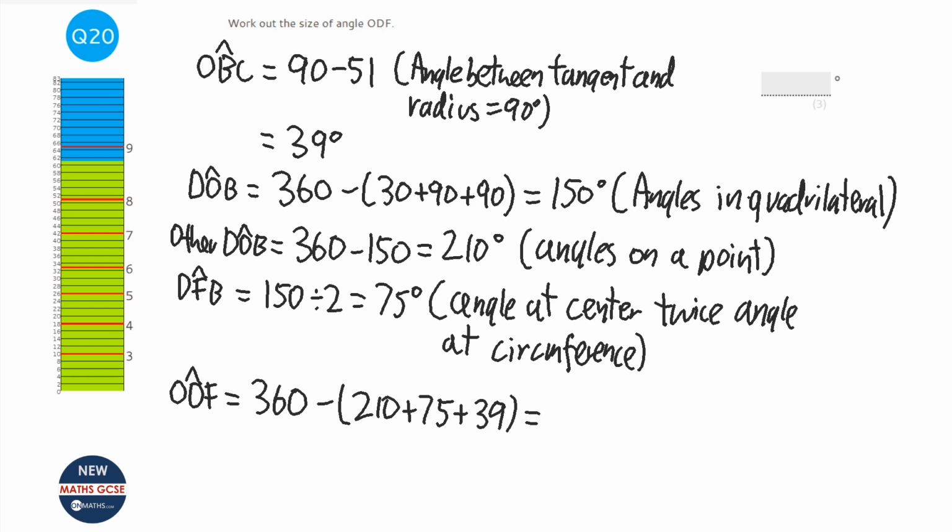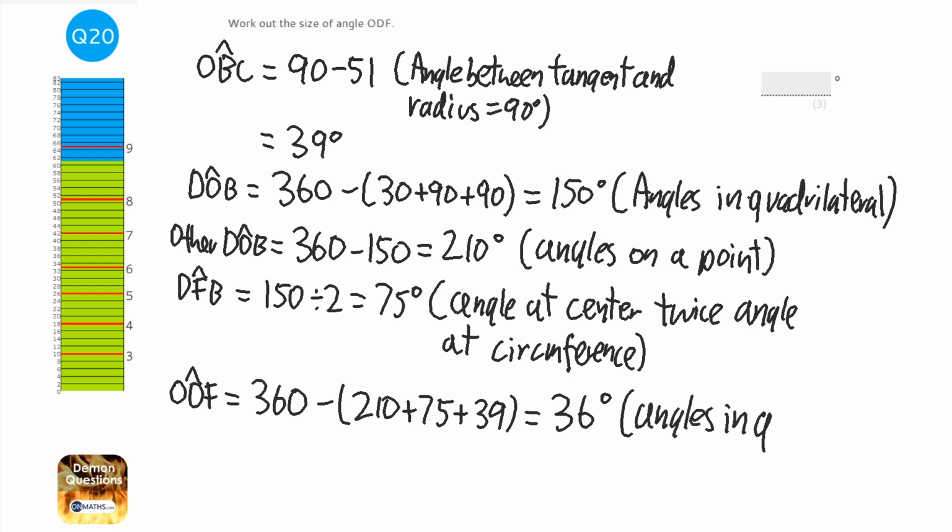Okay, so we're just going to take those away from 360. And obviously if you're doing this in the calculator paper, then please feel free to use a calculator. And we get 36 degrees, and again it's just angles in a quadrilateral.